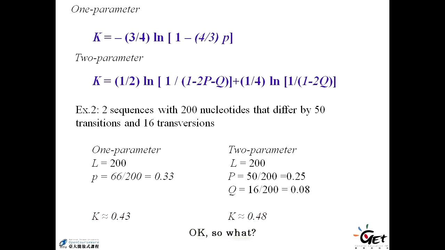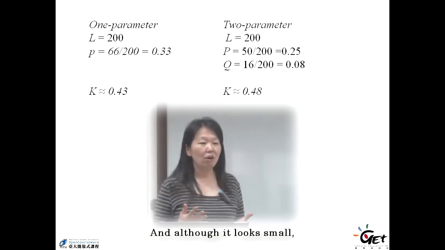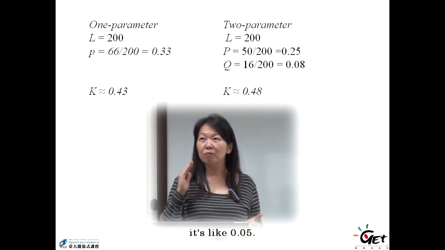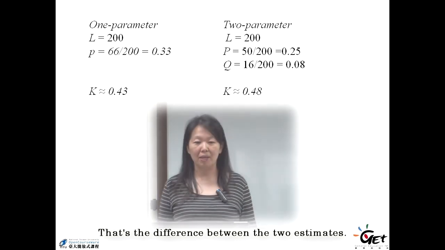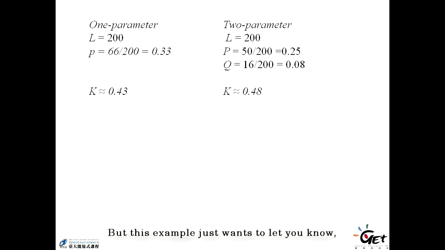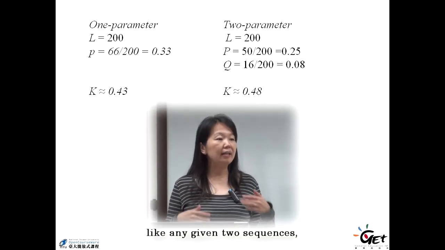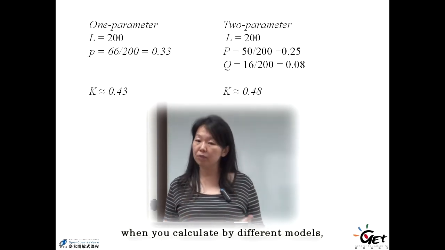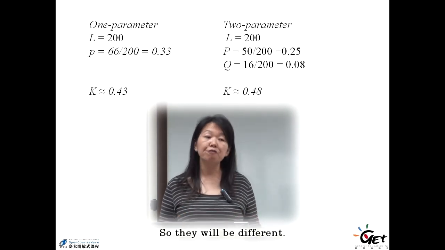Okay, so what? First of all, the two numbers are different. Although it looks small, it's 0.05, the difference between the two estimates. But this example just shows that for any two given sequences, when you calculate with different models, the results are not always the same. They will be different.